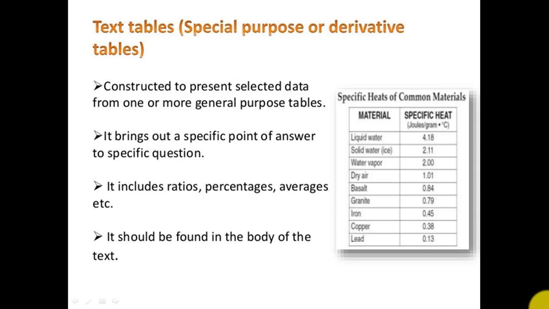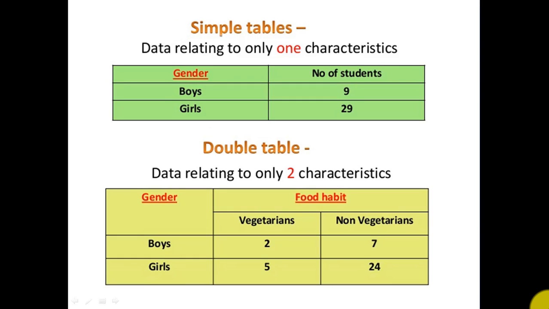Sample tables. When we are talking about the simple table, it is data relating to only one characteristic, that is gender and number of students. Suppose we have to find out gender, boys and girls, and what are the ratios of their presence or their strength. The number of students in boys is only 9 and girls 29.